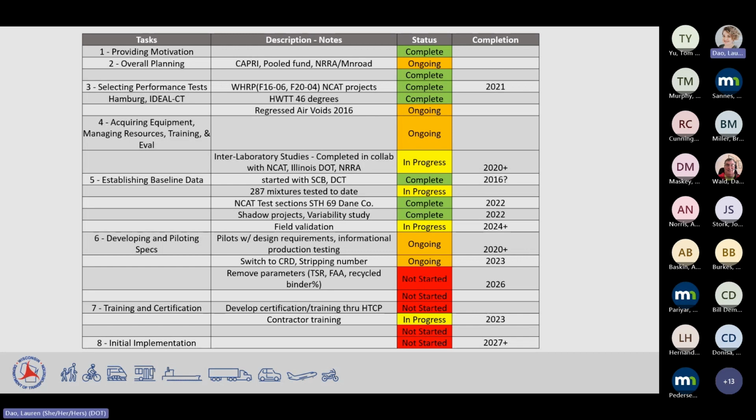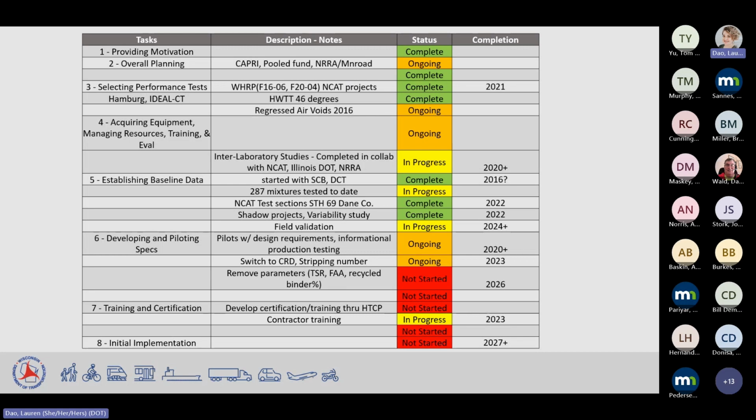We've got equipment at the central lab, but we don't have it at the regional labs. We've started some interlaboratory studies that are in progress. We've baselined all of our mixes. We got about 300 different mix designs tested, different types. You could say it's in progress, but I'd say it's closer to complete.